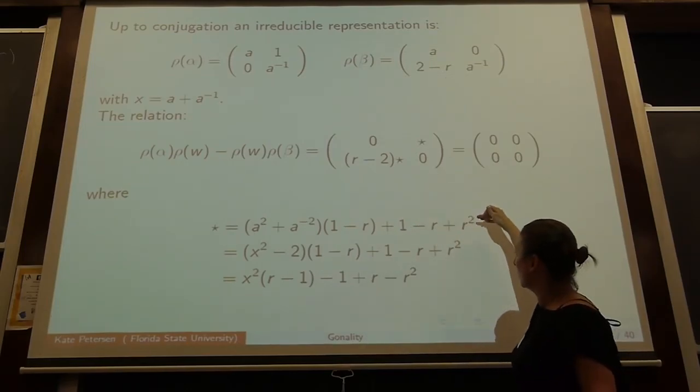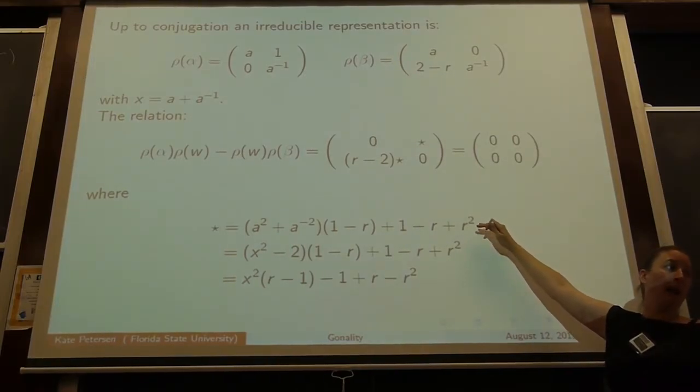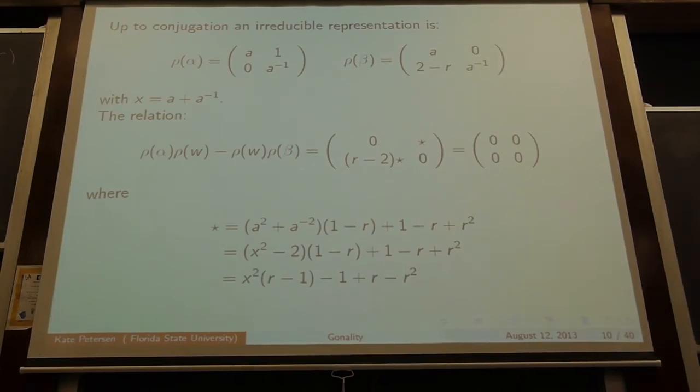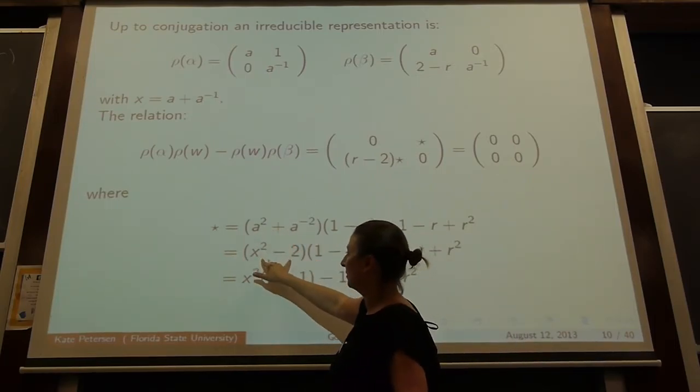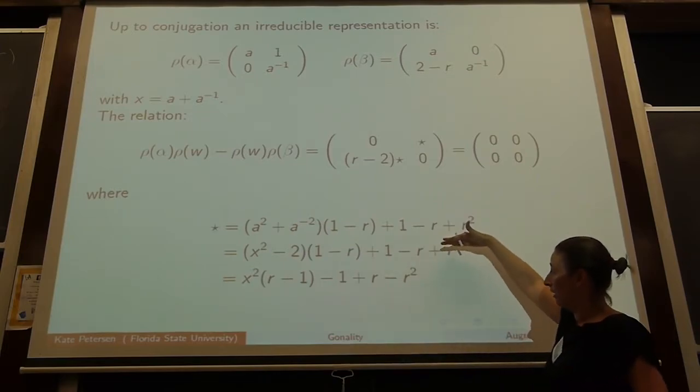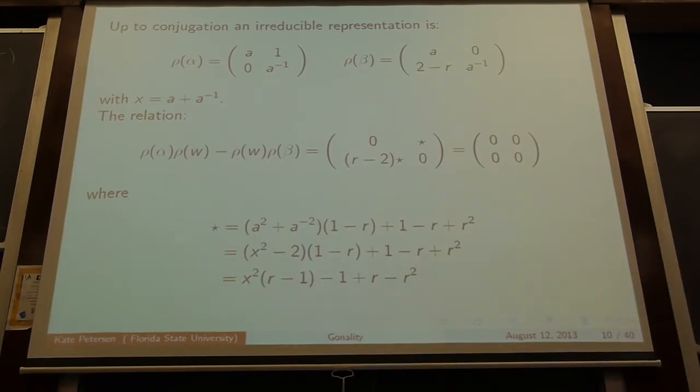And so these star things, which are exactly this equation, I didn't fiddle at all, have to be 0. So this is just saying for up to conjugation, I can take alpha to go to that matrix, beta to go to that matrix. But for the group relation to be satisfied, I need star to be 0, because star being 0 is exactly equivalent, on the level of groups, to alpha w equaling w beta. Okay, so I need this to be 0, but I need to write it in terms of traces. So here, a squared plus a to the minus 2 is exactly x squared minus 2. And so when I make it pretty, the character variety is determined by that equation. So that has to be 0.